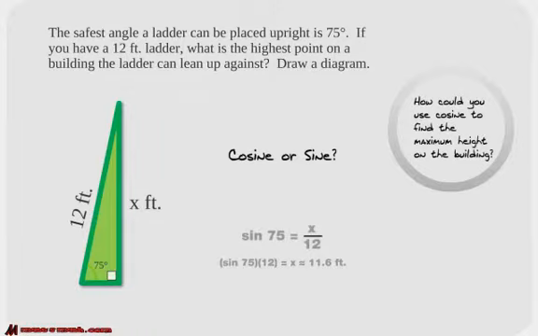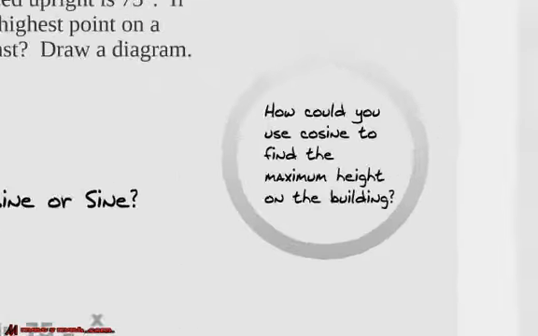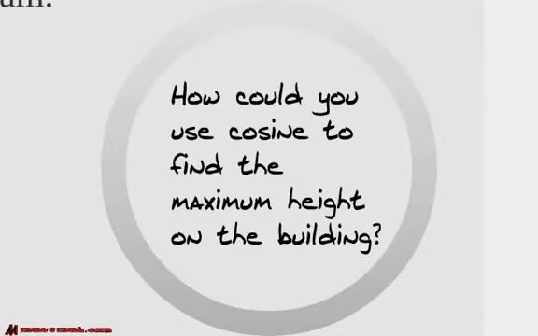How could you use cosine to find the maximum height of the building that you would be climbing the ladder up? Could you use cosine? You could, but you have to find that angle right there. All right. Kind of get the hang of it?